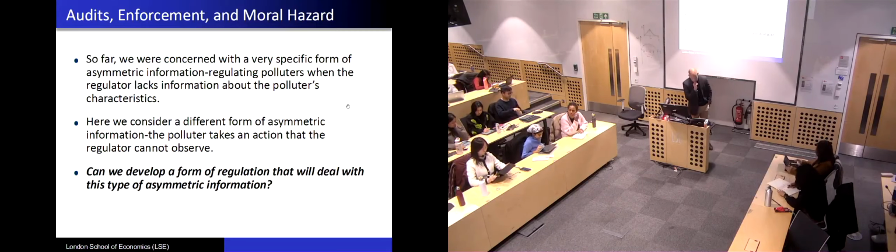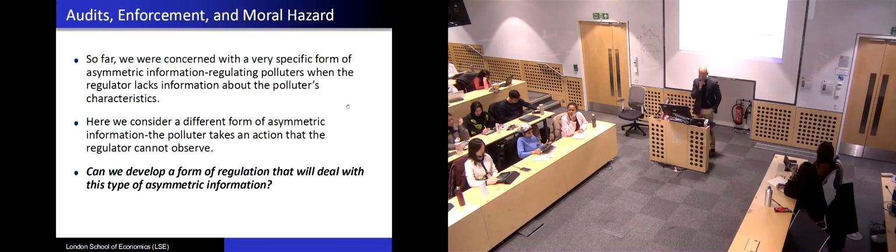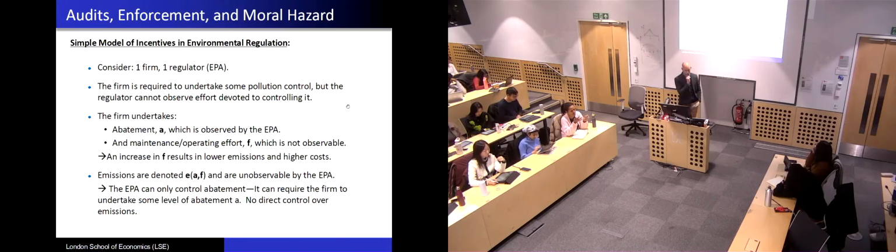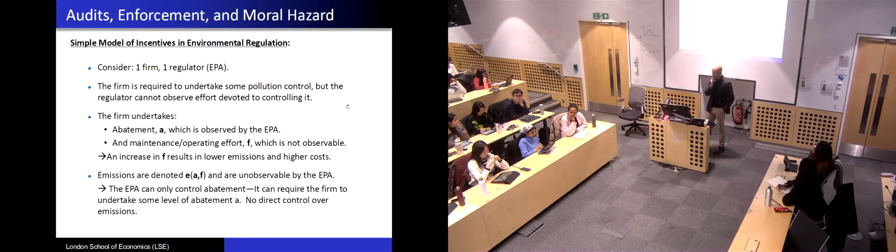So let's consider a very simple case to explain what I mean by that and see whether we can actually deal with this issue in this case. So consider one firm and one regulator, again, the EPA. The firm is required to undertake some pollution control, but the regulator cannot observe effort devoted to controlling it. So the firm undertakes some form of abatement given by A, which is observed by the EPA, and also maintenance or operating effort F, which is not observable.